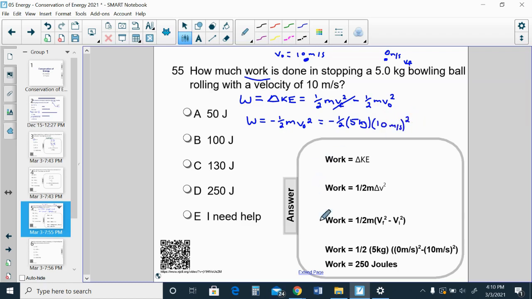And that's similar to what you're seeing down here in this box. Written a little bit differently, you can write it either way. You could say work is equal to half m change in velocity squared, and write out within parentheses the final velocity minus initial. Still ends up being the same answer. So in this case, we're just going to say it's 250 joules, which gives you answer D.